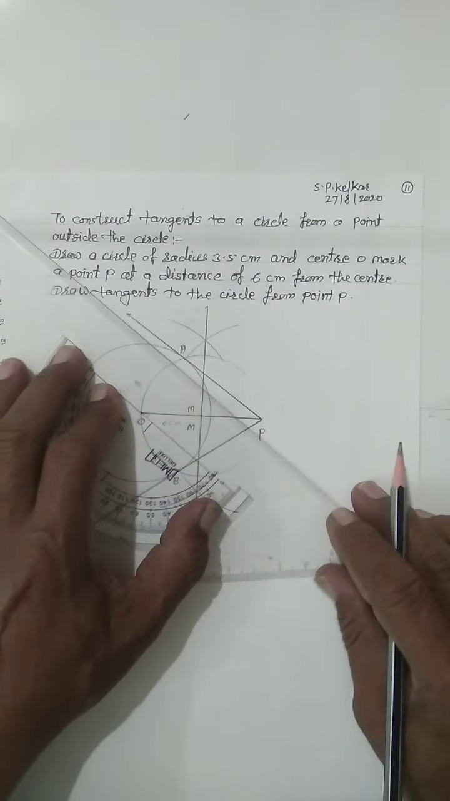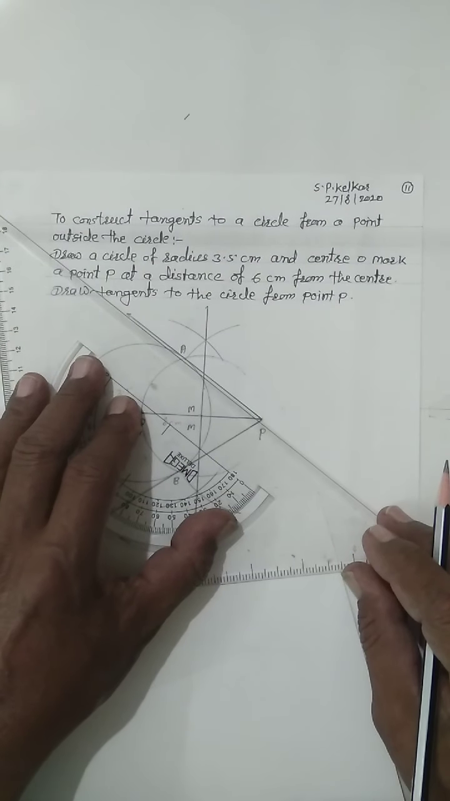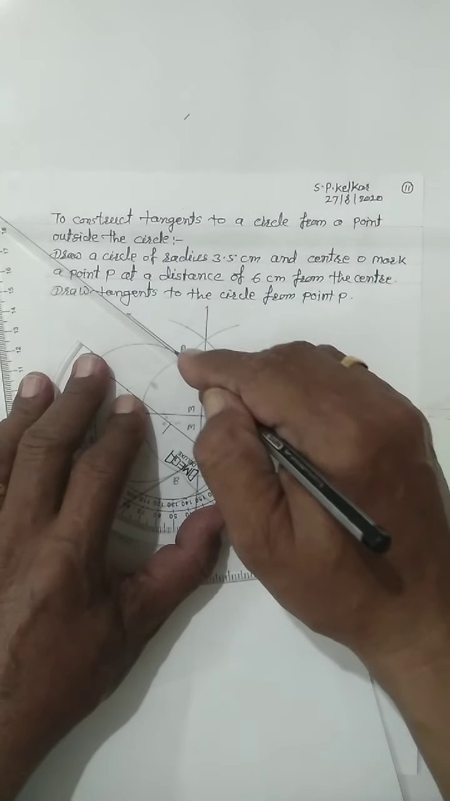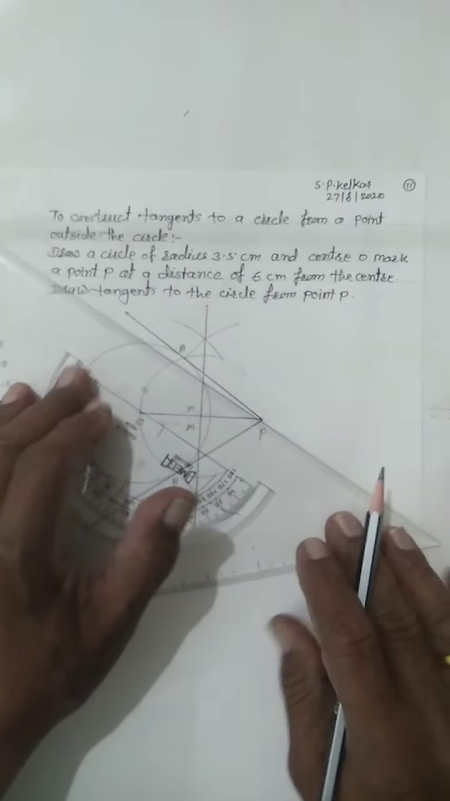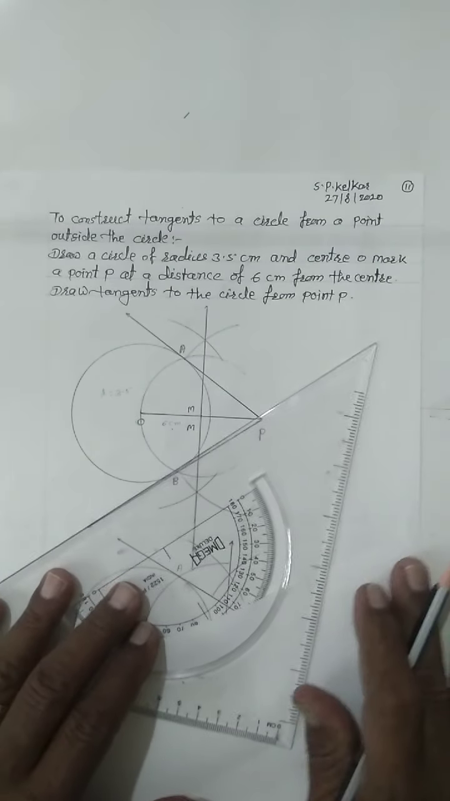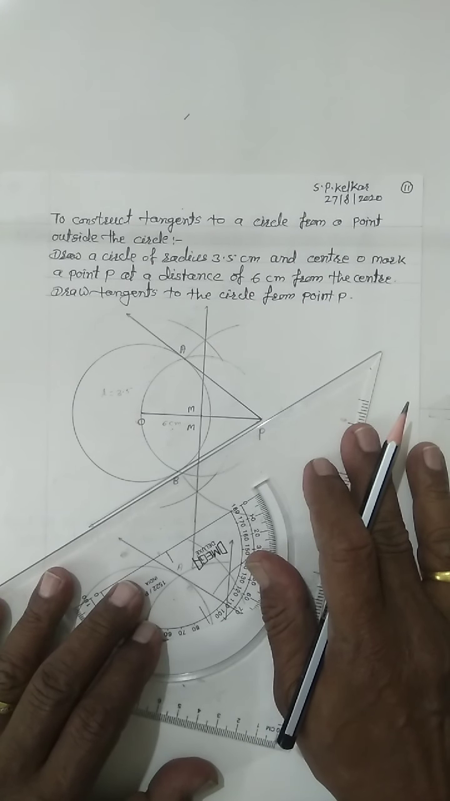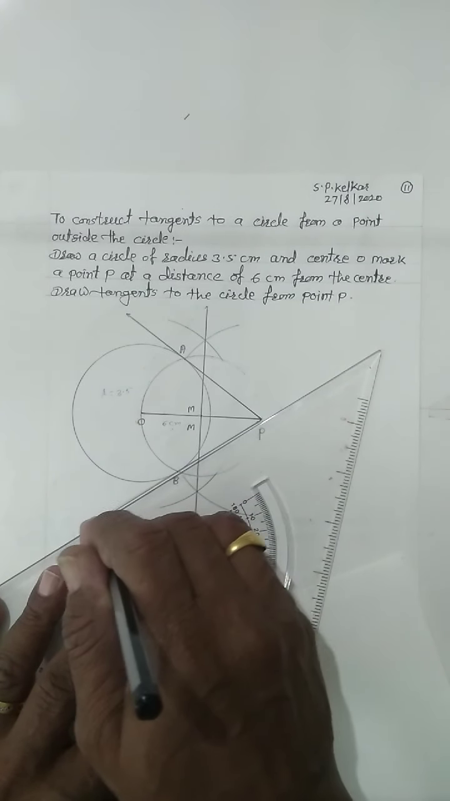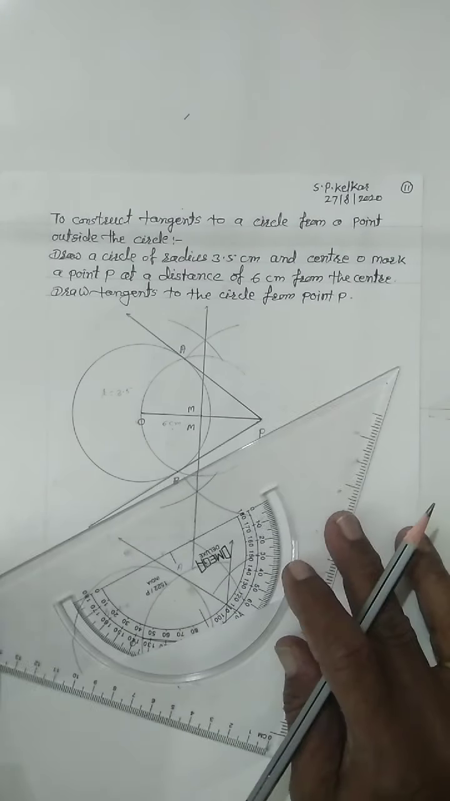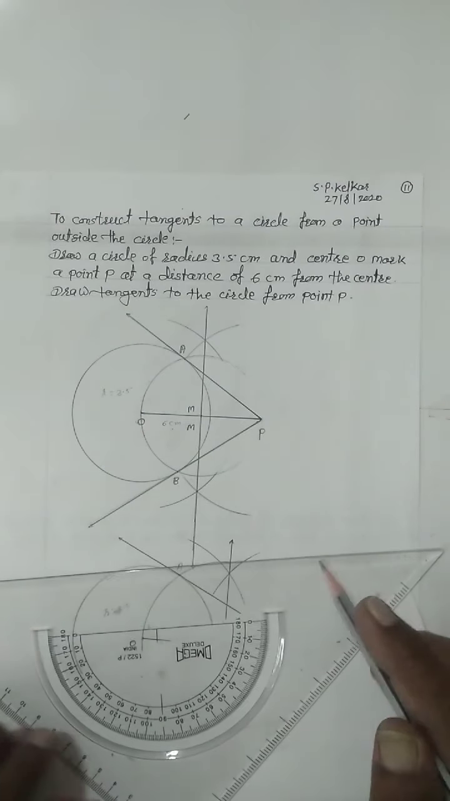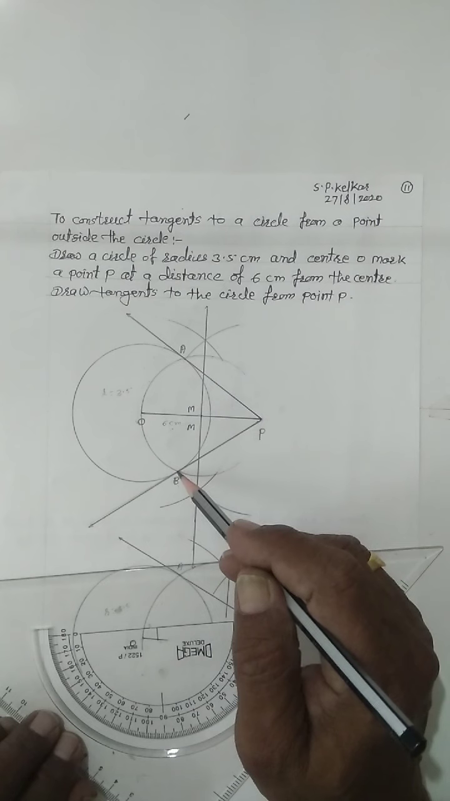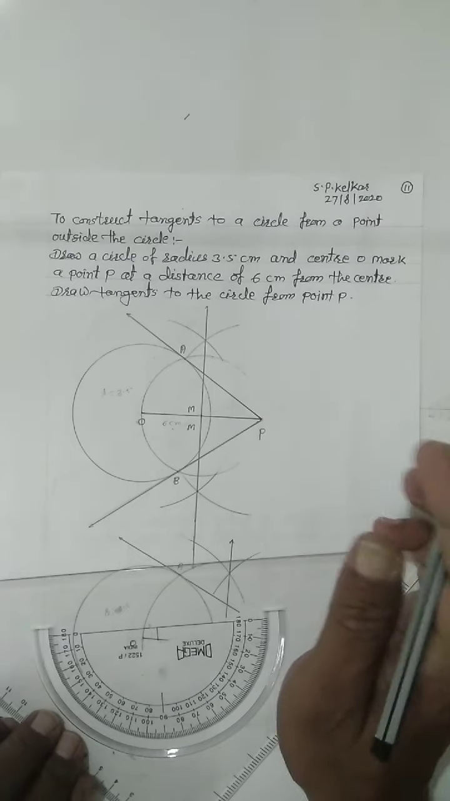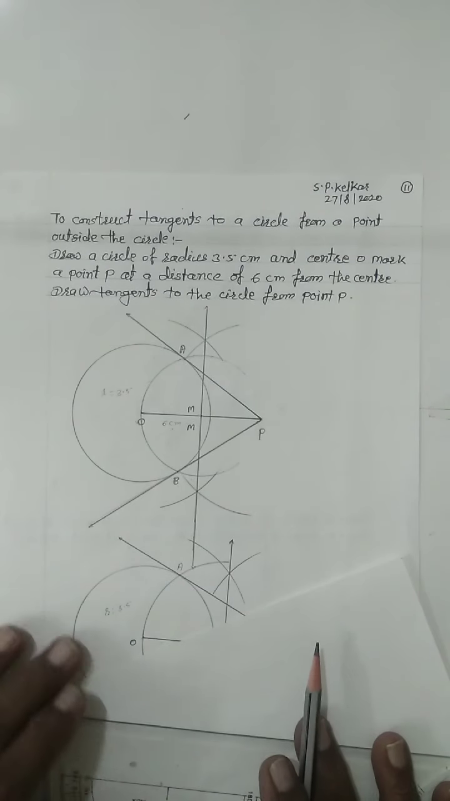Then draw the ray which started from the point P and passes through the point A. Then second ray which started from the point P and passes through the point B. These two rays are the tangents to the circle at point A and at point B, which are drawn from the outside point P. Now in this way we complete this construction.